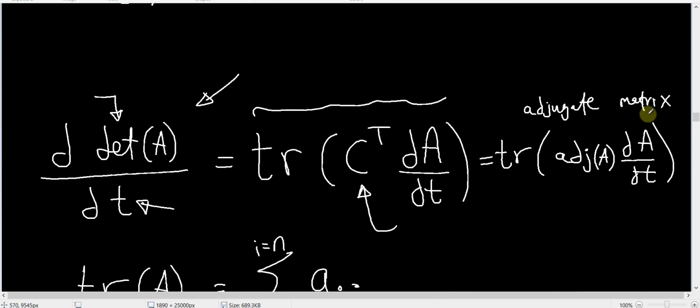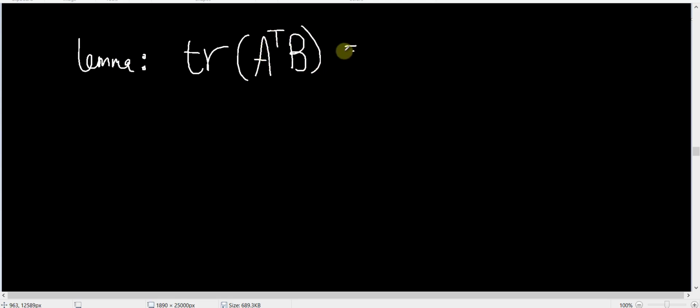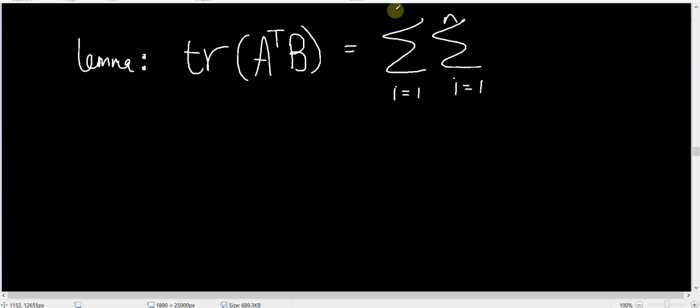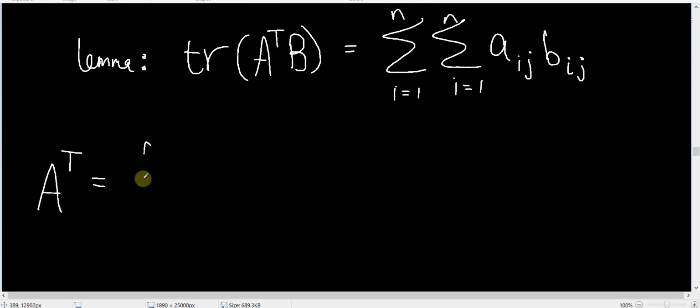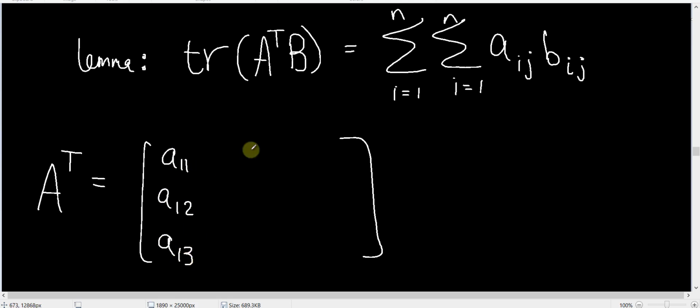I'll prove this in two parts. First, I need to prove one lemma stating that the trace of A transpose B is equal to the summation from i equals 1 to n, j equals 1 to n of Aij multiplied by Bij. This is a lemma or an equality that will be very useful in the next video, so let's try to prove this. Suppose you have a matrix A, and so A transpose will be equal to, here I have A11, A12 because it is transposed, A13 for the 3×3 case.